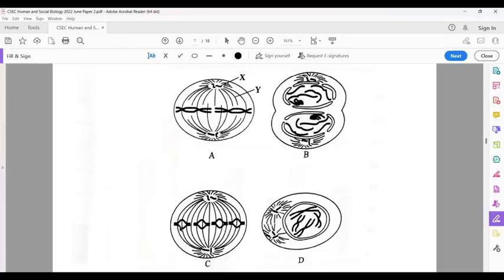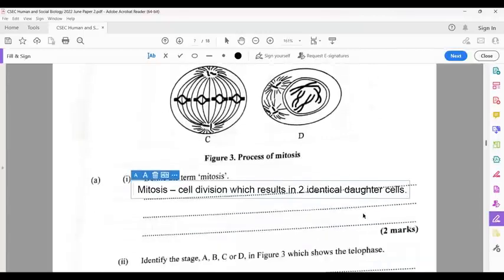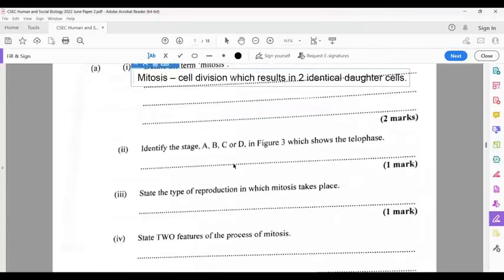In C, they have started to separate. That's why we can identify C as being anaphase. D is prophase, nothing has started as yet except for the poles. The poles are forming and will line up on opposite sides of the cell. They're now starting to line up. So the answer is B. B is the answer.